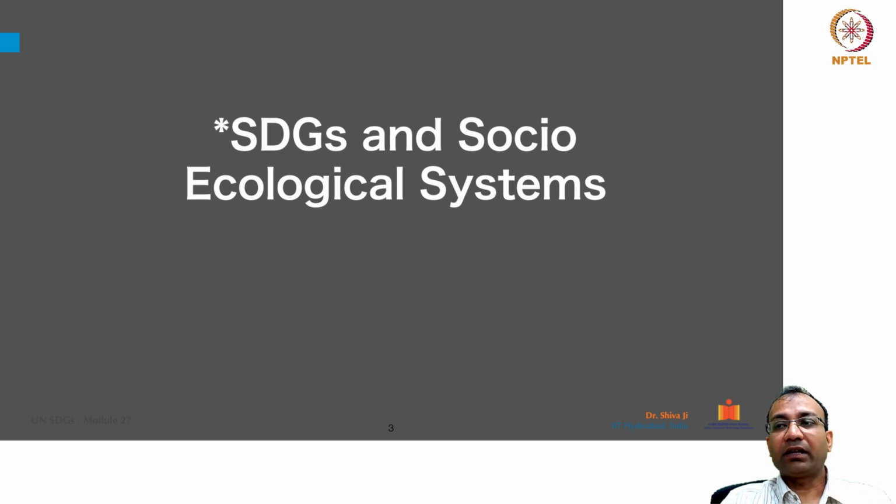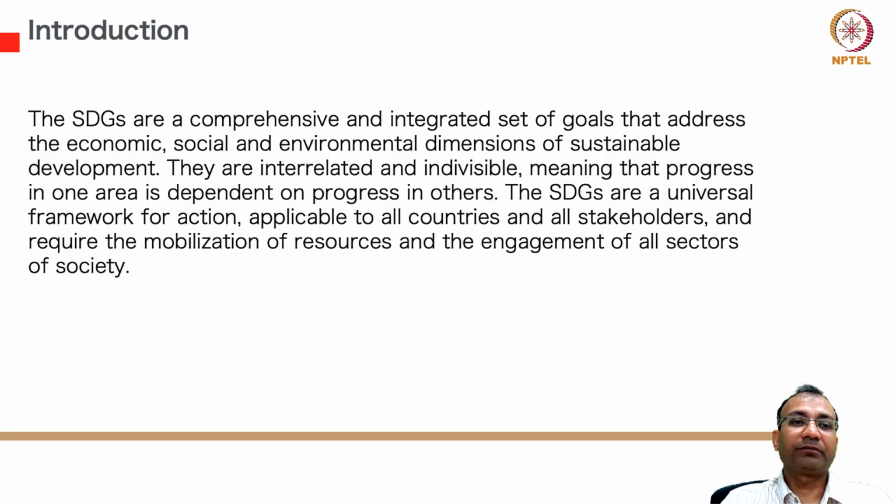So, SDGs and socio-ecological systems. The SDGs are a comprehensive and integrated set of goals that address the economic, social and environmental dimensions of sustainable development. They are interrelated and indivisible, as we have seen in the previous module, meaning that progress in one area is dependent on progress in others. The SDGs are a universal framework for action applicable to all countries and all stakeholders and require the mobilization of resources and the engagement of all sectors of society.